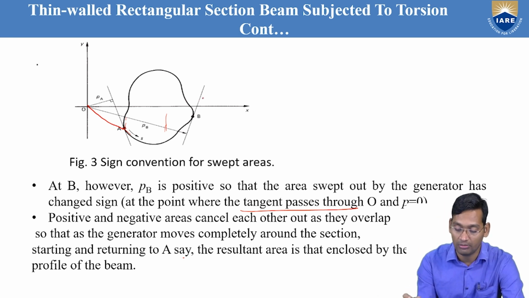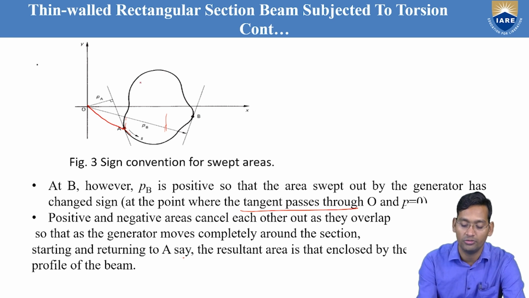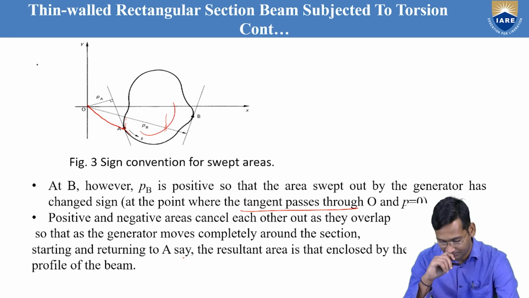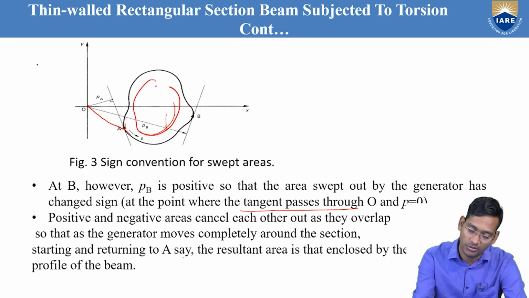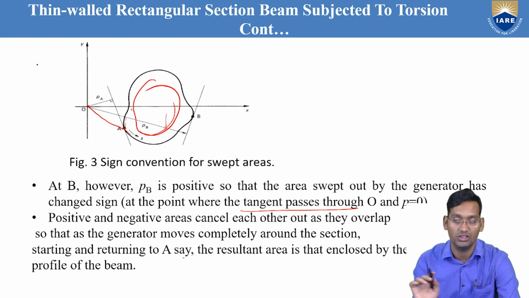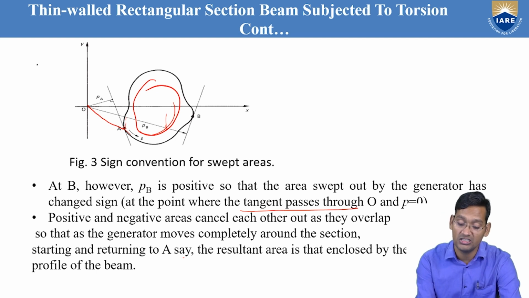that the total area will be the resultant of the enclosed area, whatever the whole thing encloses. That will be the total area, or area swept. So this whole will be the area, or we can say the resultant area that is enclosed. So that must reach, or come back again to point O, right?